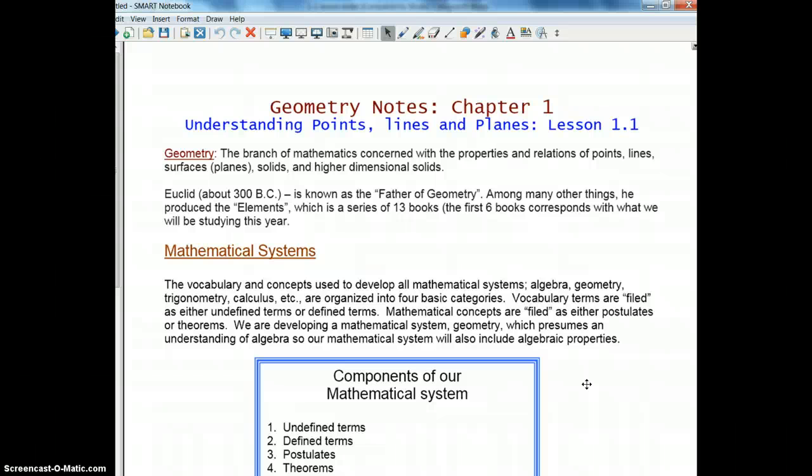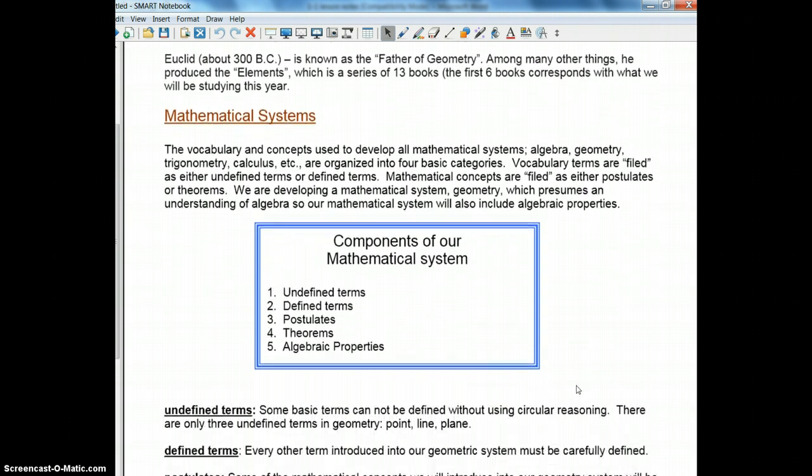Vocabulary terms are filed or used as either undefined terms or defined terms, which kind of doesn't make a lot of sense at first because you think, well, if I'm going to write a definition for something, then how can it be undefined? And we'll talk about that. Mathematical concepts are filed as either postulates or theorems. We are developing a mathematical system, geometry, which presumes an understanding of algebra, so our mathematical system will also include algebraic properties. So here are 5 components of our mathematical system.